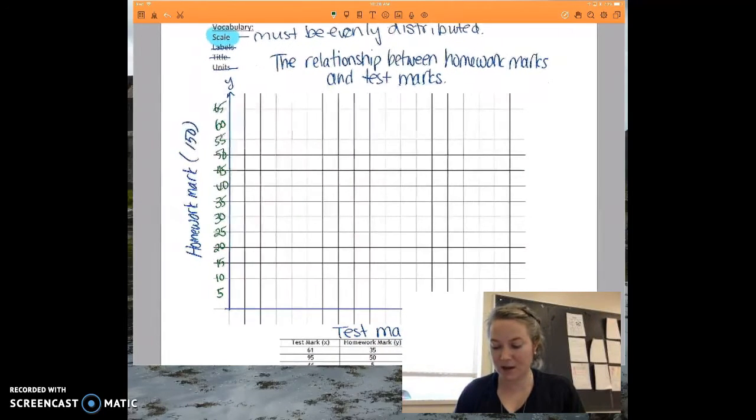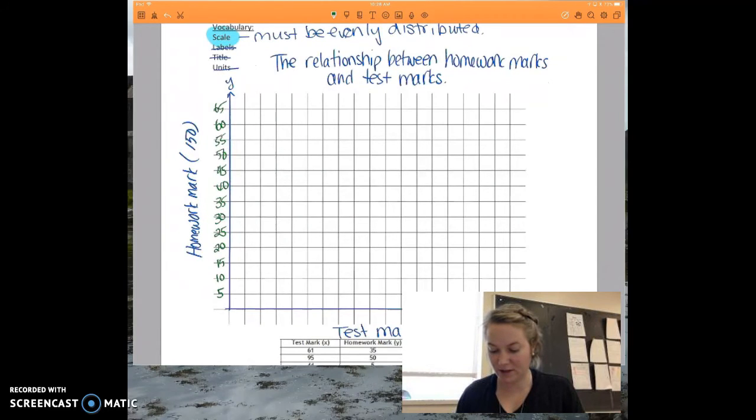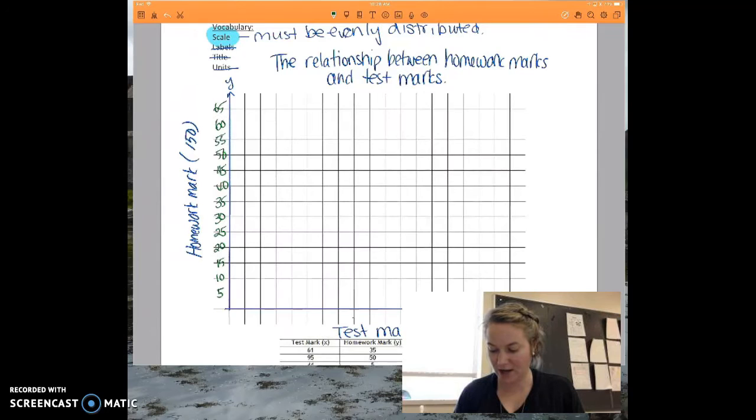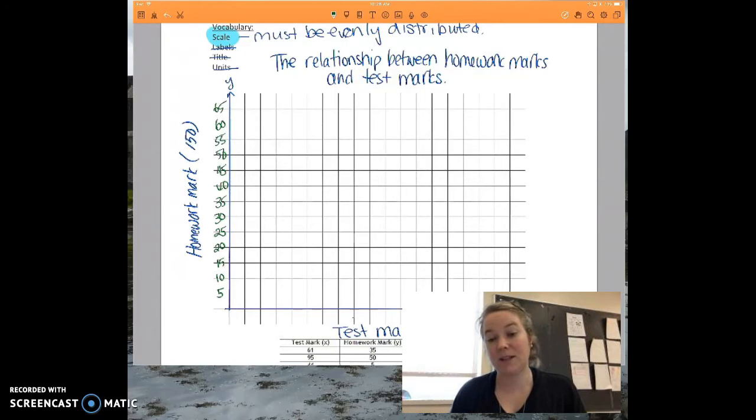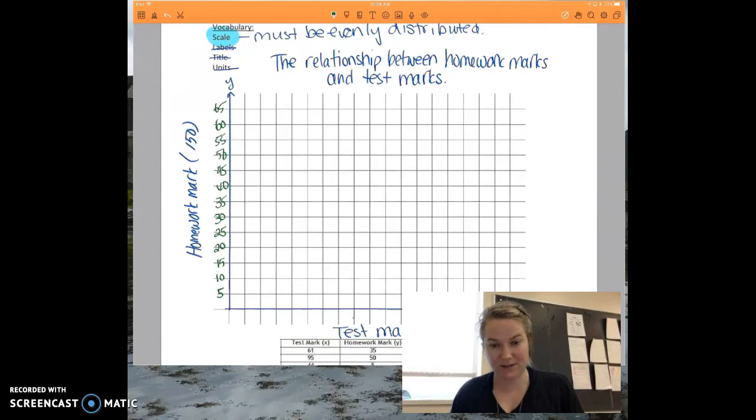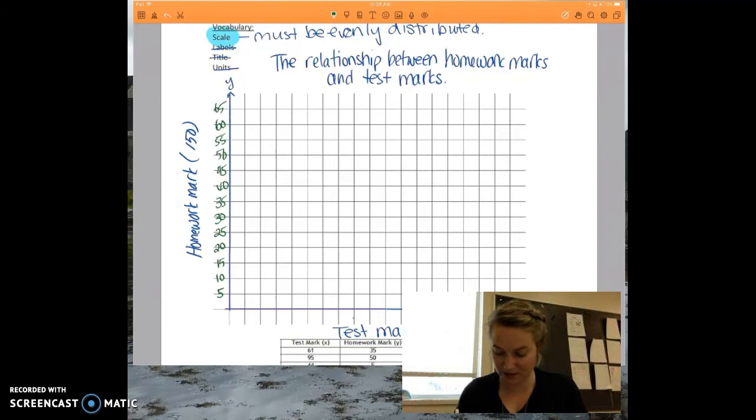Now the test mark is going to go to 100. I have 18 spots. I would need 20 if I was going to go by 5s. So I can't go by 5s. So I might be able to go by 7s or 8s if you wanted to. In this case, I think I will go by 10s, just to make it easier.